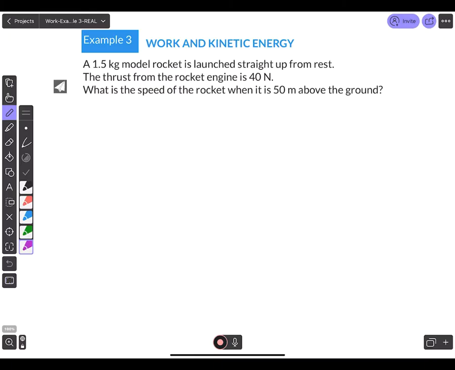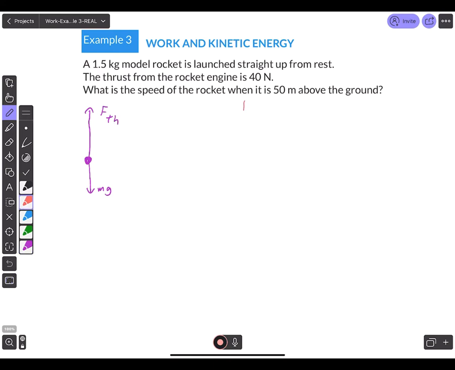A 1.5 kilogram model rocket is launched straight up from rest. The thrust from the rocket is 40 newtons. What is the speed of the rocket when it is 50 meters above the ground? Well, first let's draw a free body diagram for this situation. Here's our free body diagram. We have the thrust upwards, and we are also going to have gravity downwards, which we'll represent as mg. We're assuming the thrust is stronger than gravity, and we'll call it F thrust.